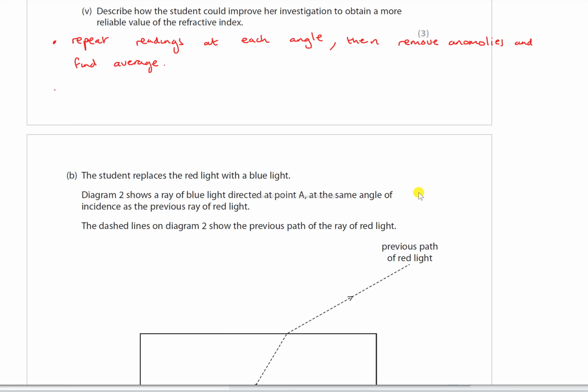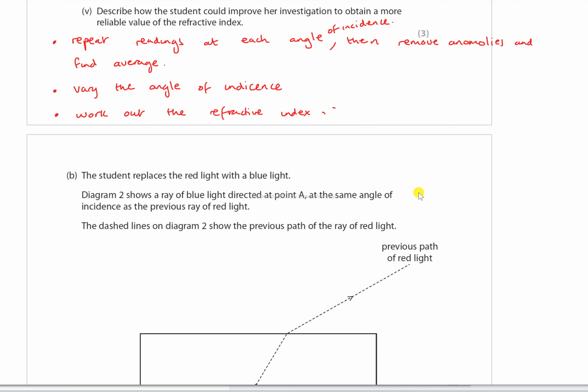Then you vary each angle of incidence. Vary the angle of incidence, so you've got a range of angles of incidence. And then work out the refractive index.